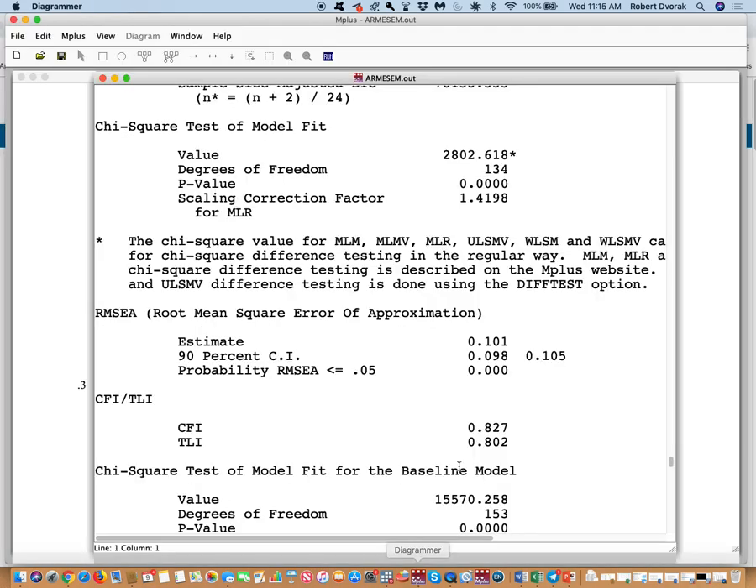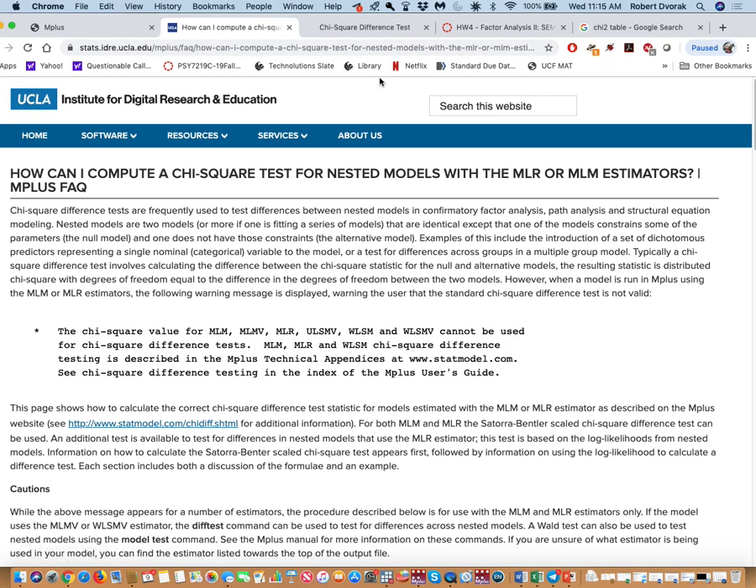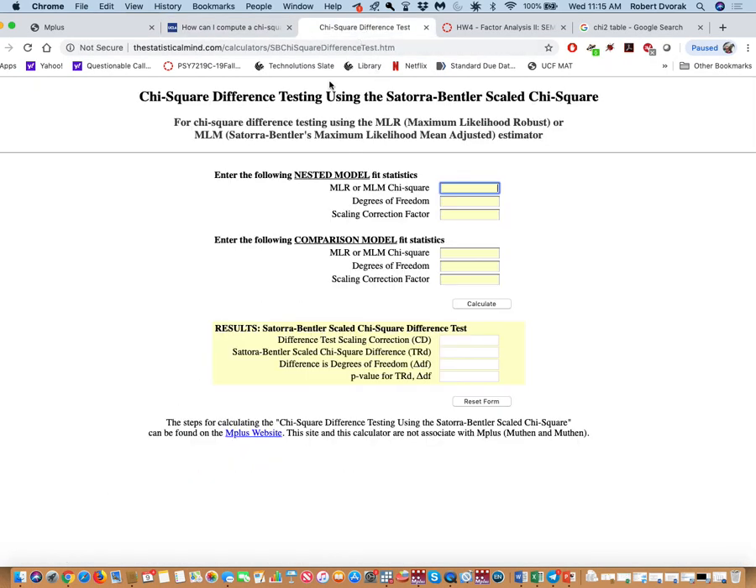Let's flip back over here. When we recorded this chi-square, we have 2802.618, 134. Somebody write this down. And then a scaling correction factor of 1.4198. Okay. The easiest way to do this is to go to this website right here, which I love.